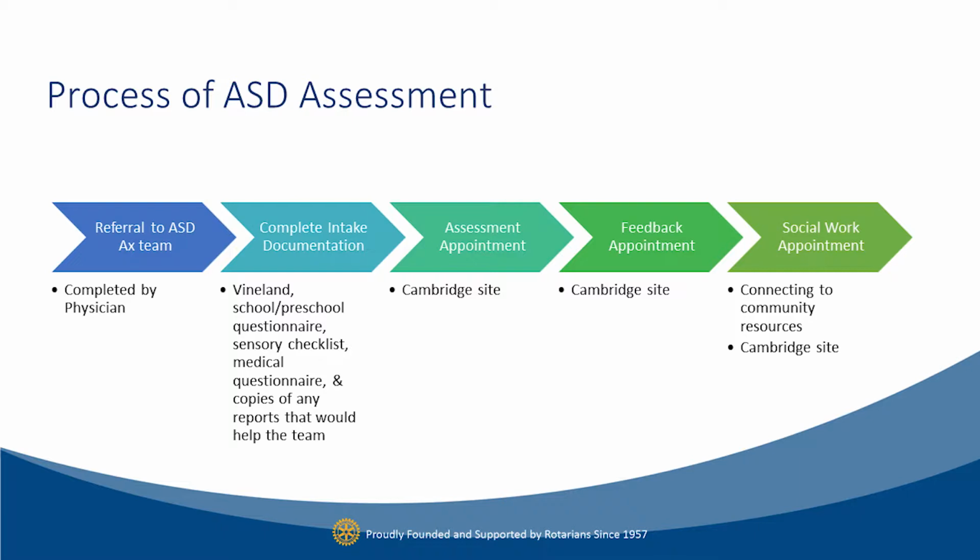3 separate appointment times will be scheduled. This includes the assessment appointment, which both the child and caregivers or parents attend. This is followed by a feedback appointment and a social work appointment for parents or caregivers only. All 3 of these appointments occur at the KidsAbility Cambridge site, where the team works out of. The final social work appointment is for connecting families with community resources specifically for children with ASD, and will therefore be canceled if a diagnosis of ASD is not provided at the feedback appointment.